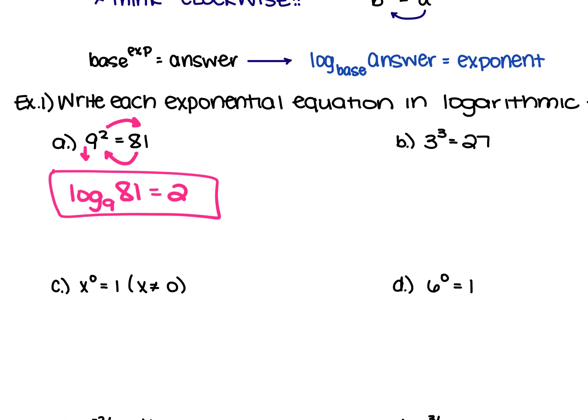For example B, you have 3 cubed is equal to 27. So we're going to write down the word log, drop the 3, that's your base. The 3, that's your power, becomes your answer. The 27 becomes your whole number part. So that's log 3 of 27 is equal to 3.